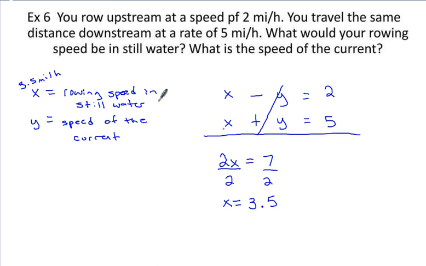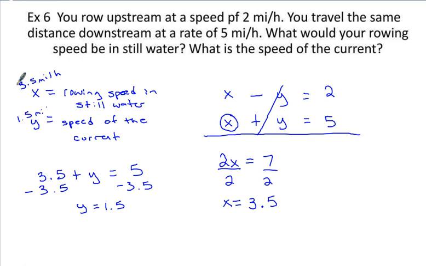Take and plug that back in. I would personally plug it into the one with the plus to make life easy. Guys, no negatives makes life easier. So it'd be 3.5 plus y equals 5 minus that 3.5. And we end up at y equals, you tell me, 1.5? Okay, 1.5 miles per hour.